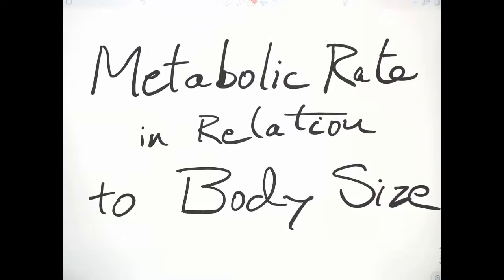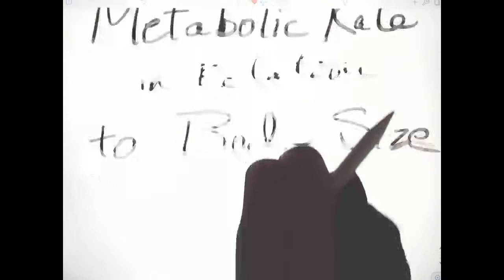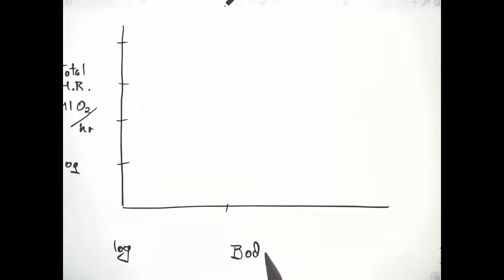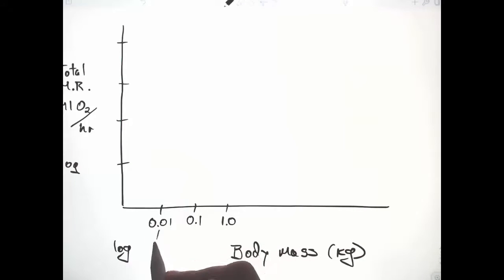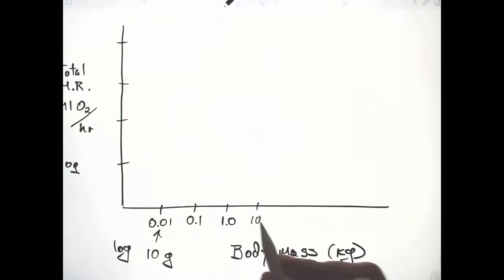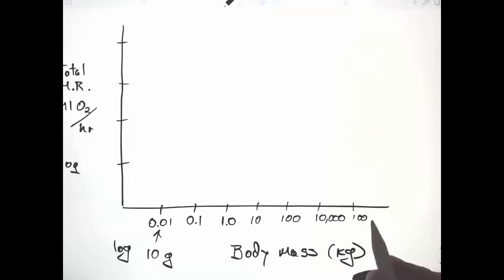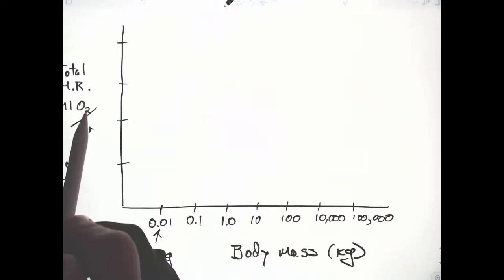In animals, the rate of aerobic metabolism is related to body size. If we plotted on a log-log scale total metabolic rate, in other words, total oxygen use in milliliters of oxygen per hour, and body mass in kilograms, in other words, that's 10 grams, 10 kilograms. On this log-log scale, as animals get bigger, they should increase their oxygen use. If an animal is 10 times bigger, we might expect 10 times more oxygen used.